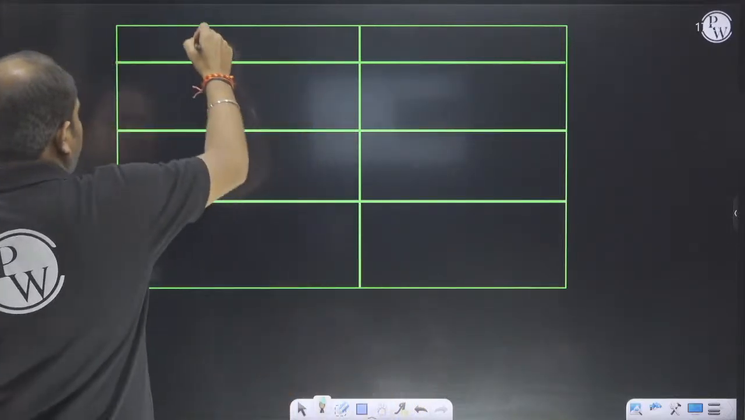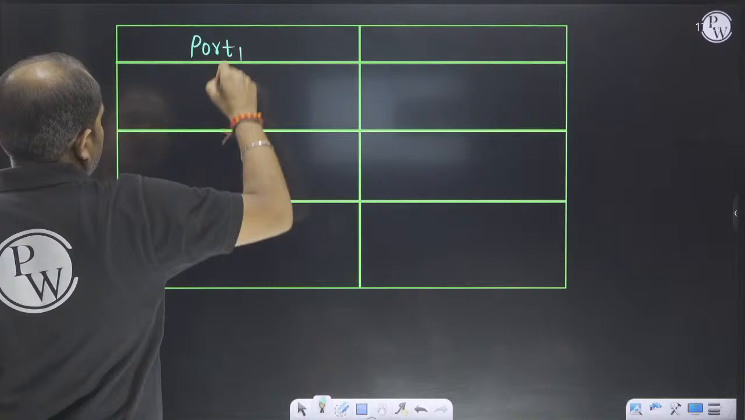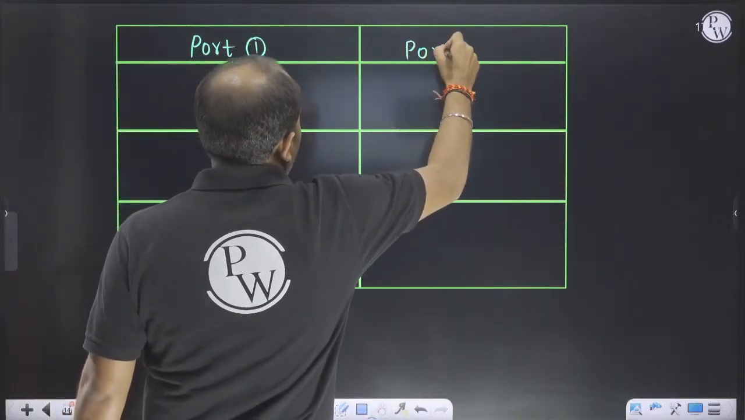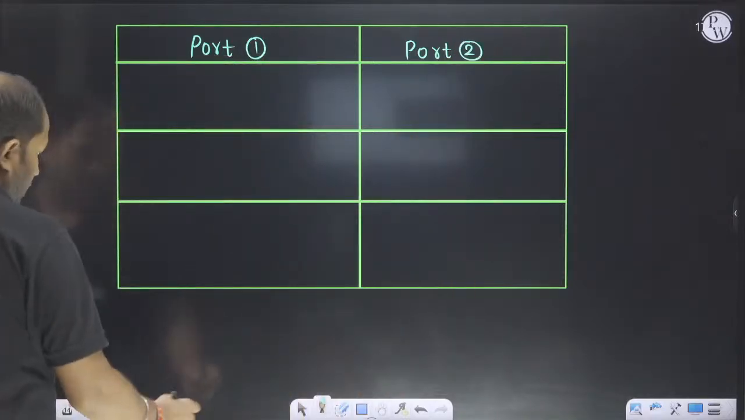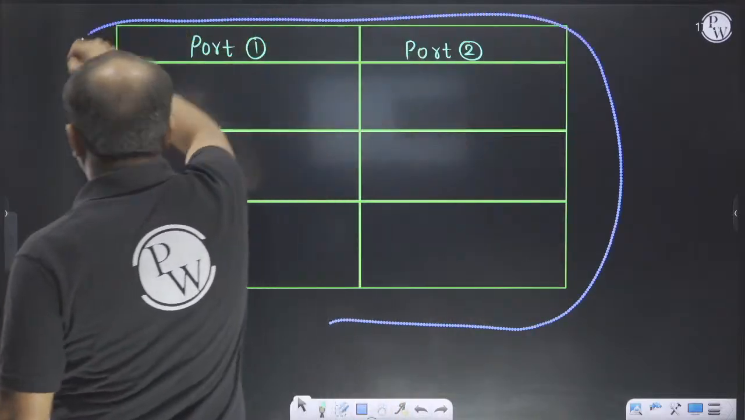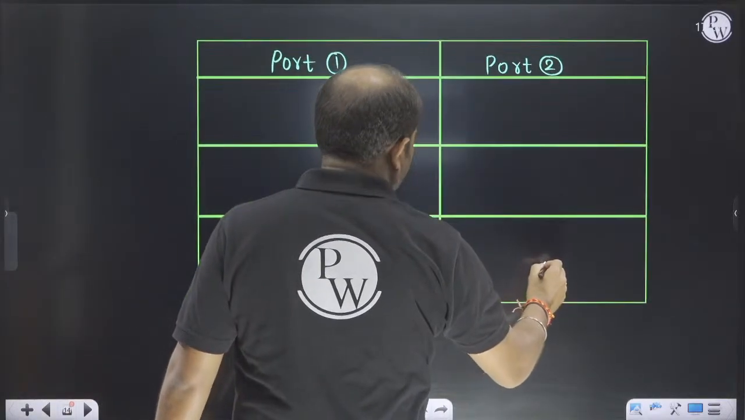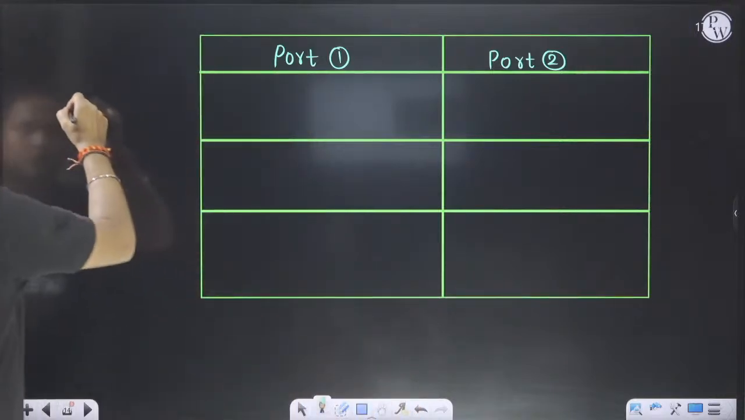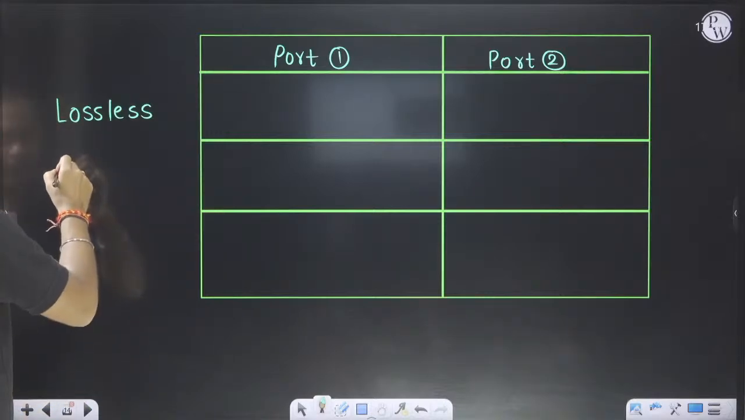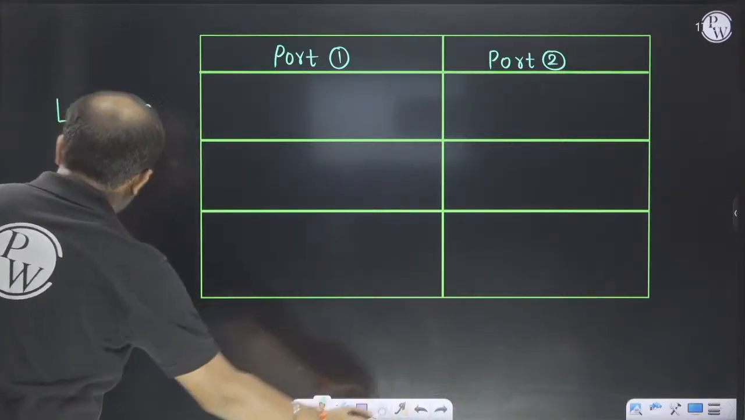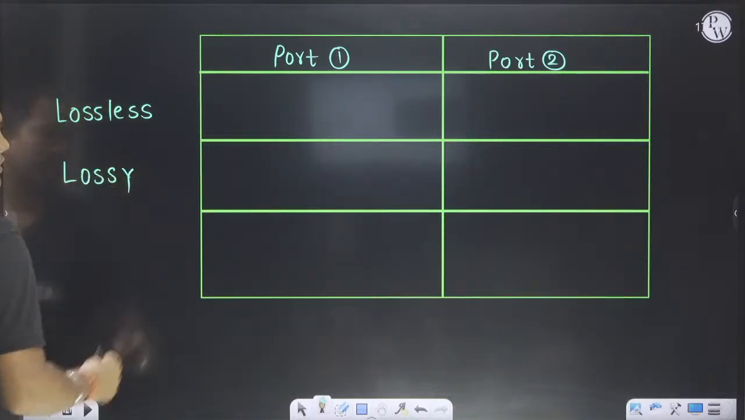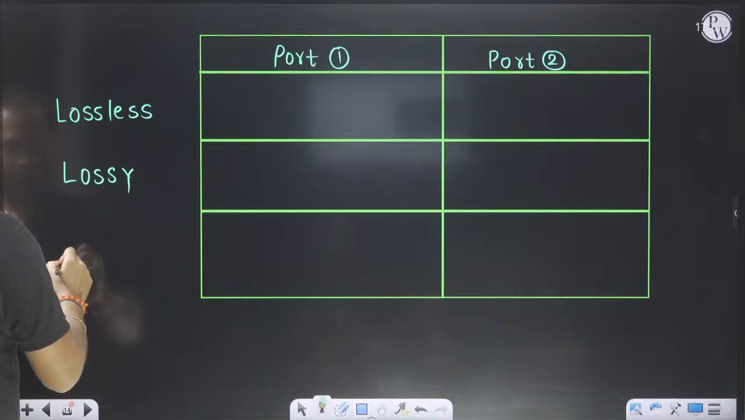So this is port 1. Condition for port 1, and this is the condition for port 2. First one is for lossless. What is the condition for lossless? Second is for attenuator, that means lossy. And third is for amplifier.